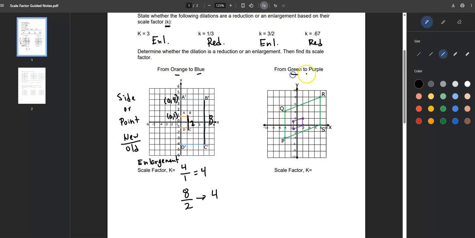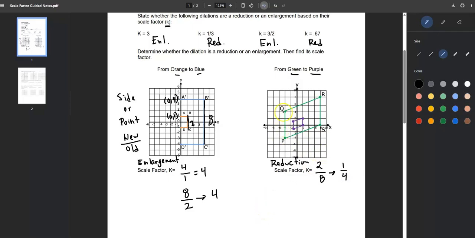So we're going from green to purple. So this is reducing. So this would be a reduction. And then to find the scale factor, again, just pick a point or a side length. Whenever we've got slants, I never use those. You can use straight side lengths, or you just use a point. Again, this point is at 2. This point is at 8. And it's always new divided by old. Okay, so this would be 2 over 8, which would simplify to 1/4.